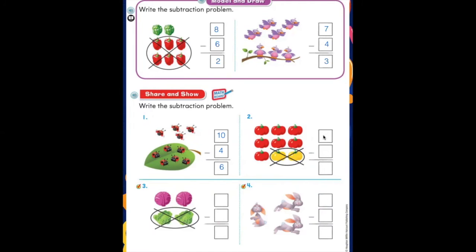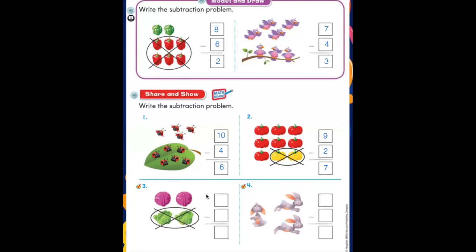Number 2 shows us some tomatoes. There are 9 tomatoes in total. There are 2 yellow tomatoes crossed out. So your subtraction sentence should say 9 minus 2. The answer is the number of red tomatoes that are still left. There are 7 red tomatoes. That means your answer is 7. Check and make sure that your subtraction sentence says 9 minus 2 equals 7.